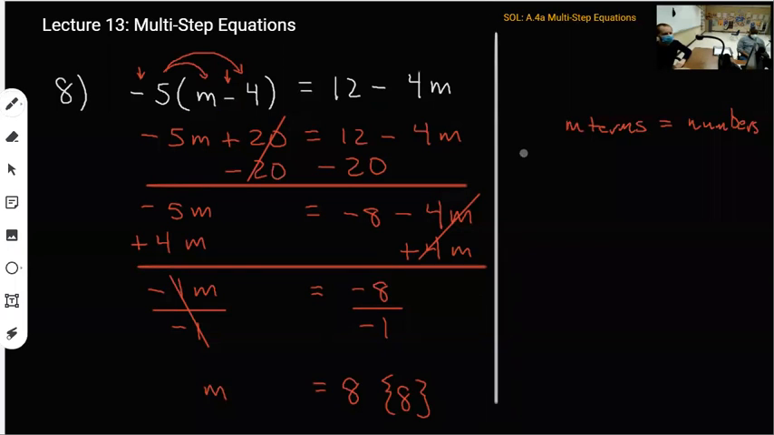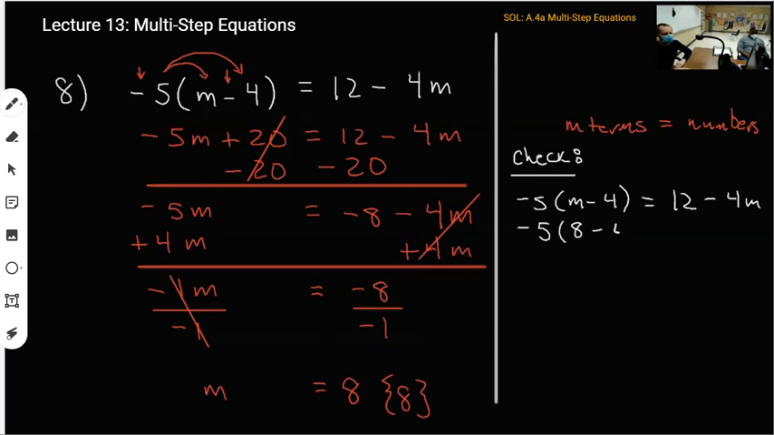So let's go ahead and check. What I do when I check my work is I start off with the original equation. So I'm going to have -5 times m minus 4 equals 12 minus 4m. And what I want to do is I want to let m be 8 because that's my answer, right? My solution. So everywhere I see an m, I'm going to replace that with 8 to check it.